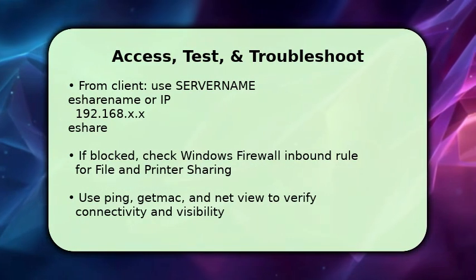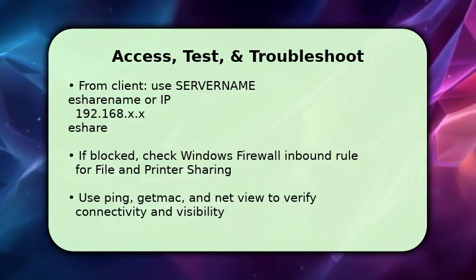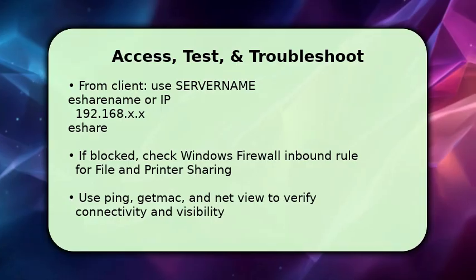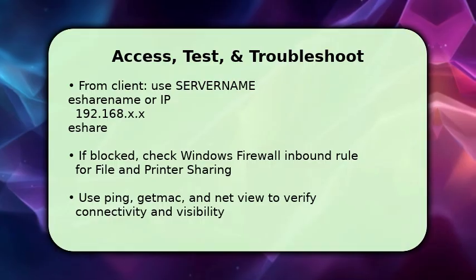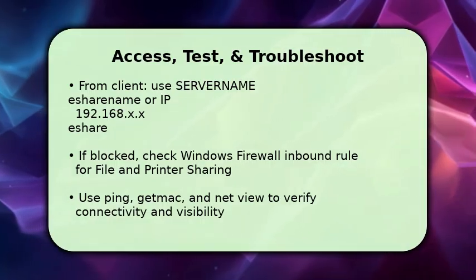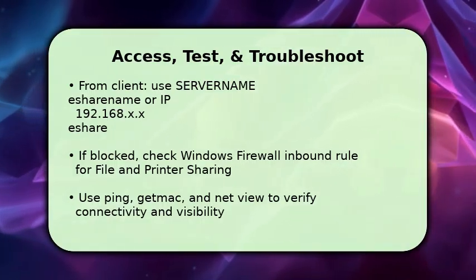If it fails, inspect Windows Firewall inbound rules and enable file and printer sharing for private networks. Use ping to confirm network reachability and net view to list shares. getmac and ipconfig pinpoint interface issues.